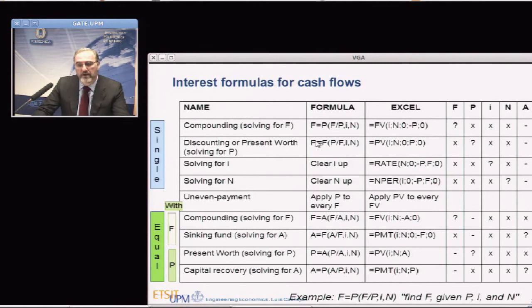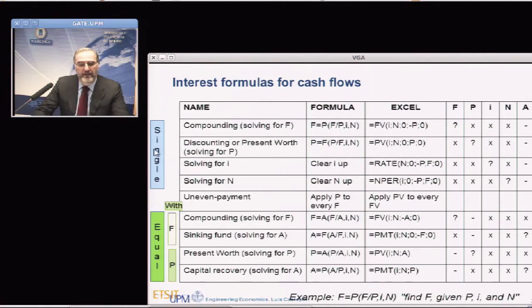the A. So we see here in this table the name of the operation, of the single cash flow or equal cash flow, the formula, and the Excel financial function that solves this situation. And we see here five columns, which represent each one the different parameters of those formulas. For example, F is the future value, P is the present value, I is the interest rate, N is the term of the investment, the last period, and A is the periodic payment.